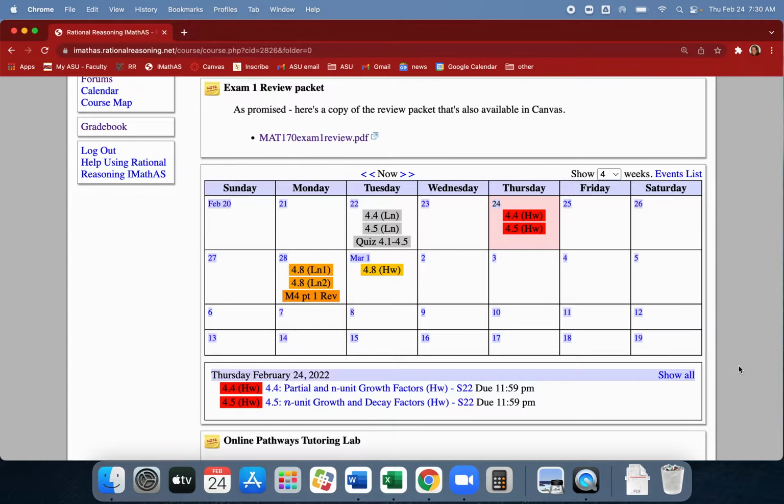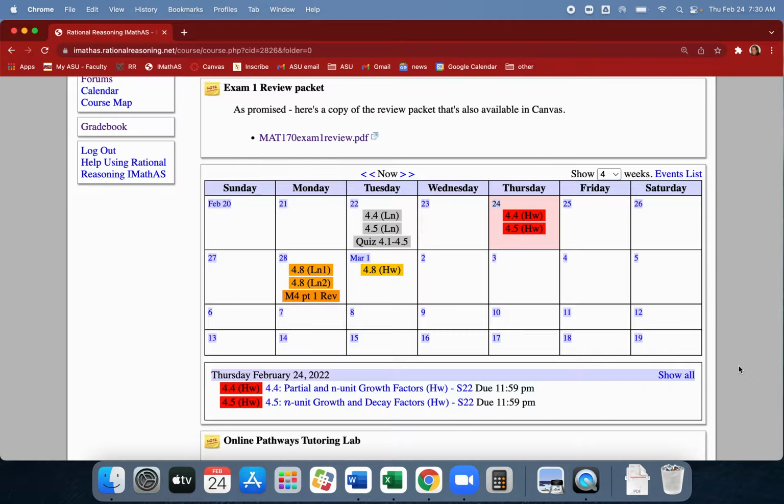That's related to n-unit growth factors and writing functions that match descriptions, whether it's given as a table of values or just a couple of points or sentences like we were working on in class on Tuesday. But those assignments are due tonight, so make sure you finish those up.